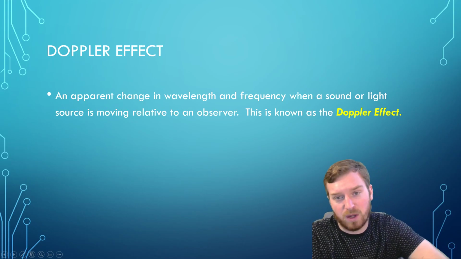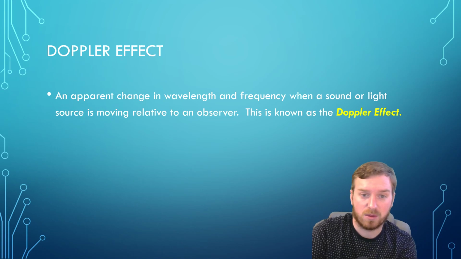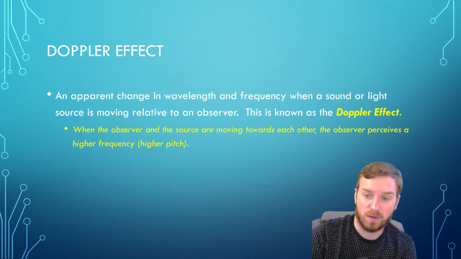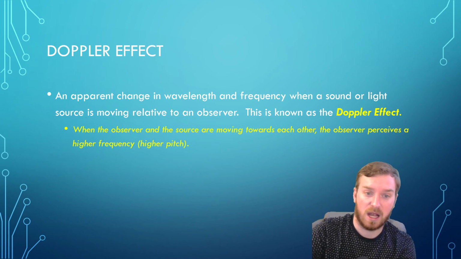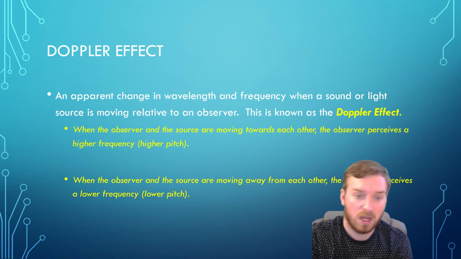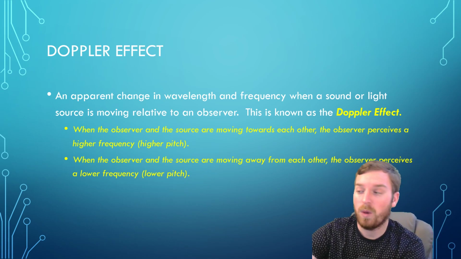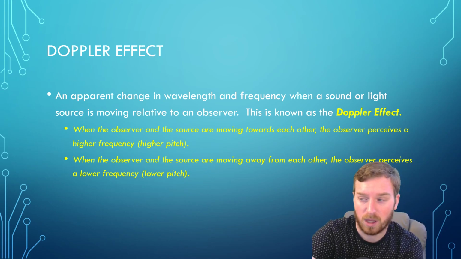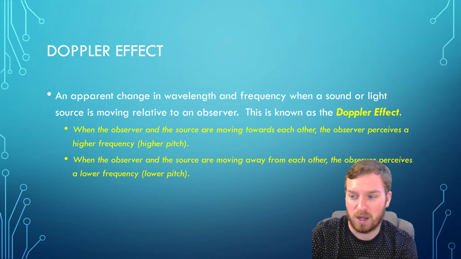The apparent change in wavelength and frequency when a sound or a light source is moving relative to an observer. So when the observer and source are moving towards each other, the observer perceives a higher frequency or a higher pitch, and when the observer and the source are moving away from each other, the observer experiences a lower frequency or a lower pitch. Okay? This relates to my original image quite well.